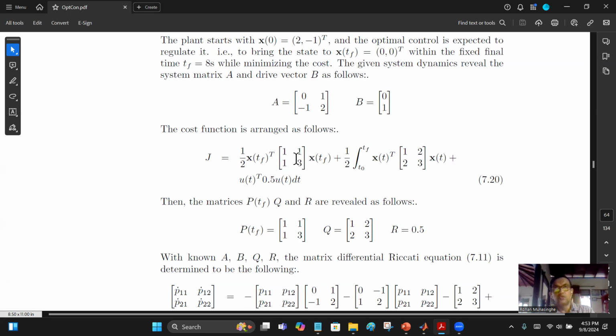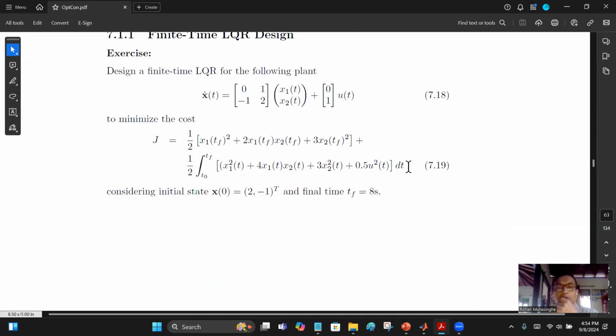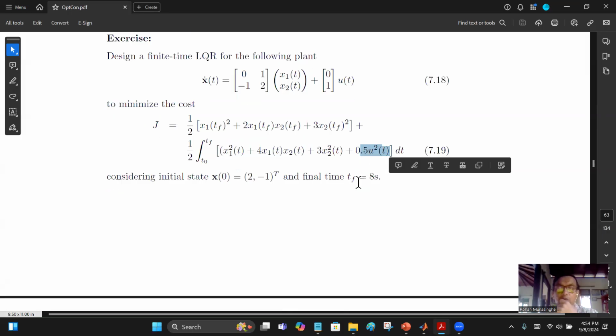Okay. So P is varying. It's not a constant. This is the value at the end point. Because P comes from a Riccati equation, a differential matrix equation. So there's a P dot, rate of change. This is the final value of that matrix. And then half integration x transpose, right? The cost, this one, can be arranged in a similar manner up to this point rather. And then single control input 0.5 u square.